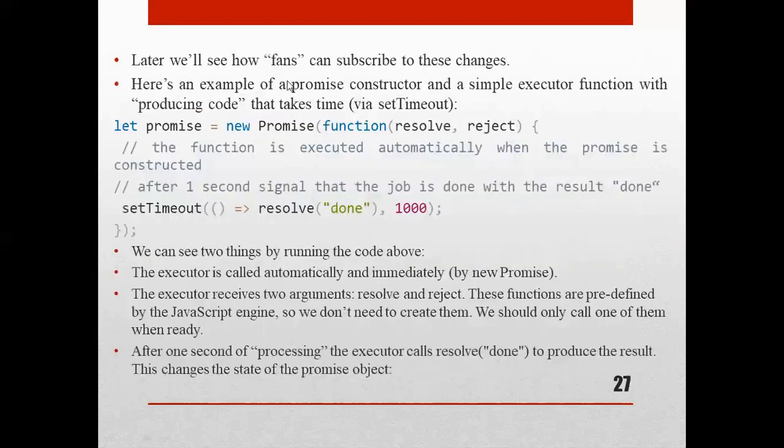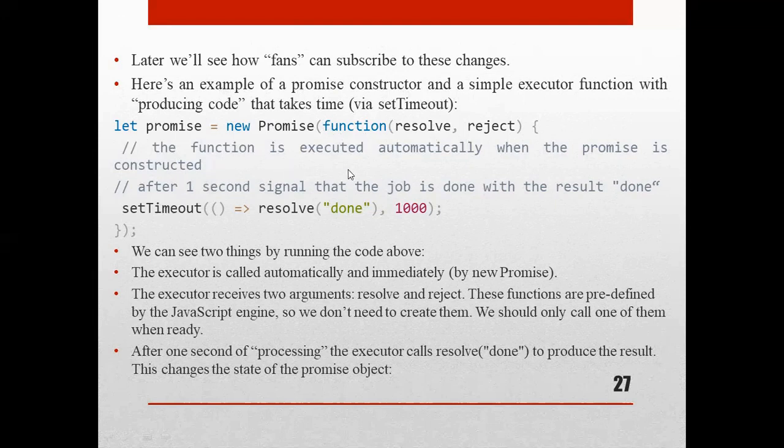Now we are going to see how fans can subscribe to these changes. Here is an example of a promise constructor and a simple executor function with producing code that takes some time via the setTimeout method. Let promise equals new Promise, and inside that function we write the callbacks resolve and reject.